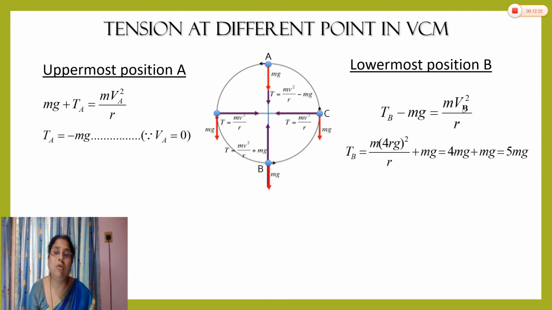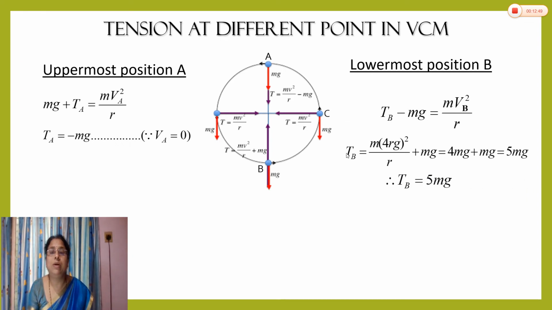Now we put the value of Vb. We know Vb is under root 4 rg. When we put the value, r gets cancelled, and we get 4 mg plus mg, which is equal to 5 mg. Here, by mistake, the square came in, but actually Vb square is equal to 4 rg directly. And we get Tb is equal to 5 mg.